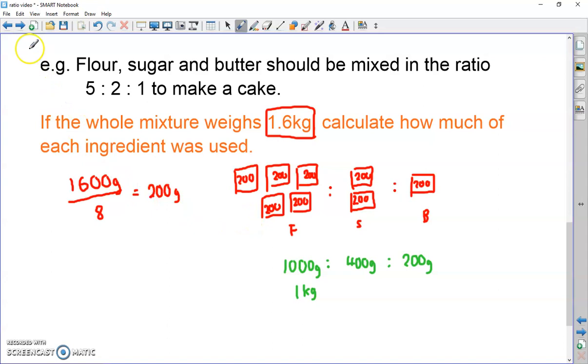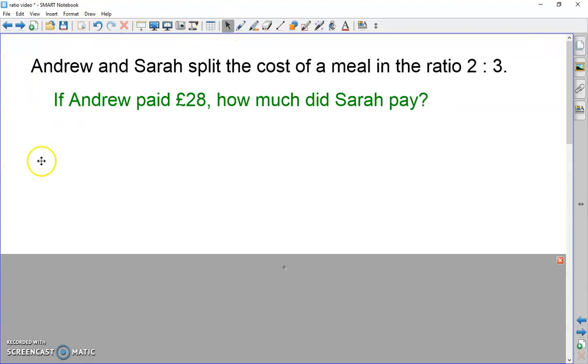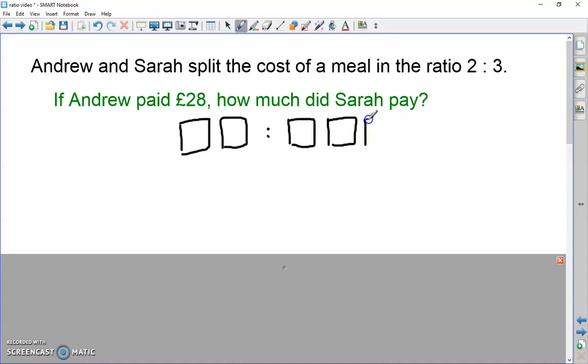Okay, if we look at the next one, it's not the same. So in this question, Andrew and Sarah split the cost of a meal in the ratio 2 to 3. Andrew paid £28. How much did Sarah pay? The big difference this time, and you've got to look out for these, because people don't always notice them. The £28 is not the total cost of the meal. The £28 is just what Andrew paid. There's Andrew, there's Sarah. Andrew paid £28.